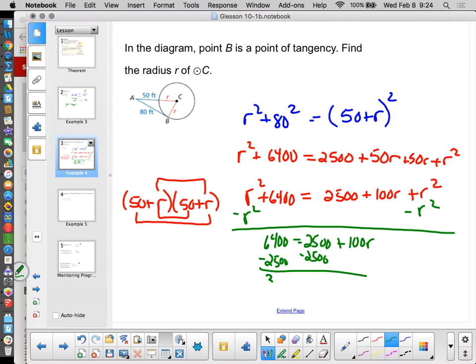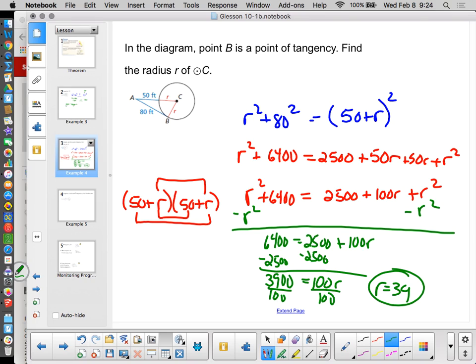That is 3,900 divide by 100, and R equals 39. So the radius of that circle is exactly 39 units. But the real trick here is, again, setting it up properly and FOILing it out properly.